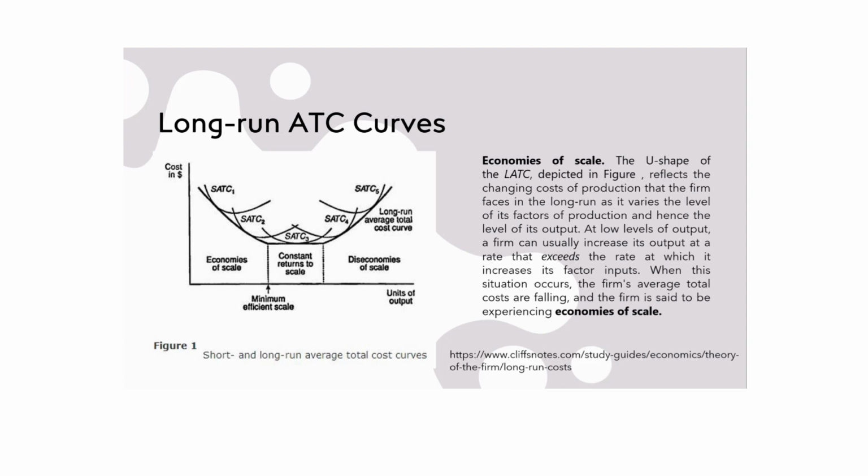And it comes to a point where AC is maintained at a constant value while increasing the output. That's why it's called constant returns to scale, that phase. And then beyond this minimum efficient scale, increasing the output leads to increasing AC, cost per unit. And we call that phase diseconomies of scale.